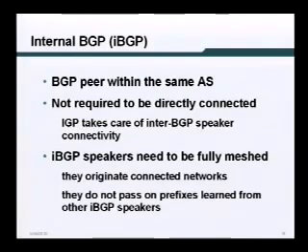iBGP speakers also need to be fully meshed, because all the iBGP does is originate connected networks, and take prefixes that they've learned from outside the iBGP, or outside the local autonomous system, and pass them around the iBGP. iBGP will not pass on prefixes learned by other iBGP speakers. Now, this originally was a design thing to try and avoid getting routing loops. But as we'll see later on, it's actually a bit of a problem for scaling iBGP to large networks. But take it at this stage, iBGP speakers need to be fully meshed.